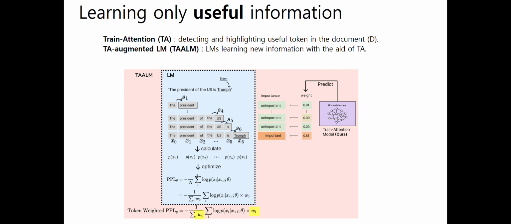By selectively learning only important information in the data and ignoring the unimportant parts, the model can avoid unnecessary parameter updates, thus reducing unnecessary forgetting.